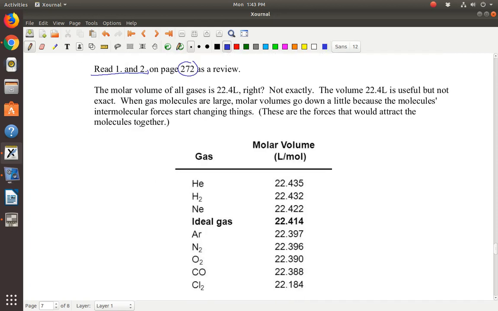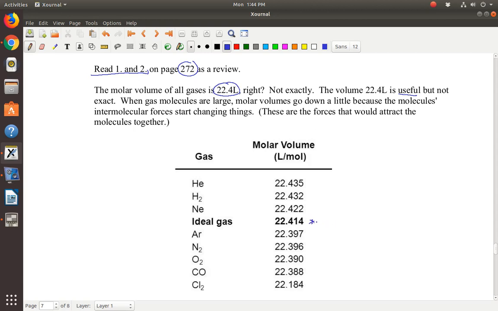Now, remember that molar volume of all gases is 22.4 liters, right? Well, not exactly. That is just kind of a general number. The volume 22.4 is useful, and it's what we're going to use for all of our math, but it doesn't show reality. There are forces that cause molecules to attract together. The bigger they are, the more they're attracted to each other because of those forces we've talked about before, the intermolecular forces. And the smaller they are, the more likely they are to act ideal.